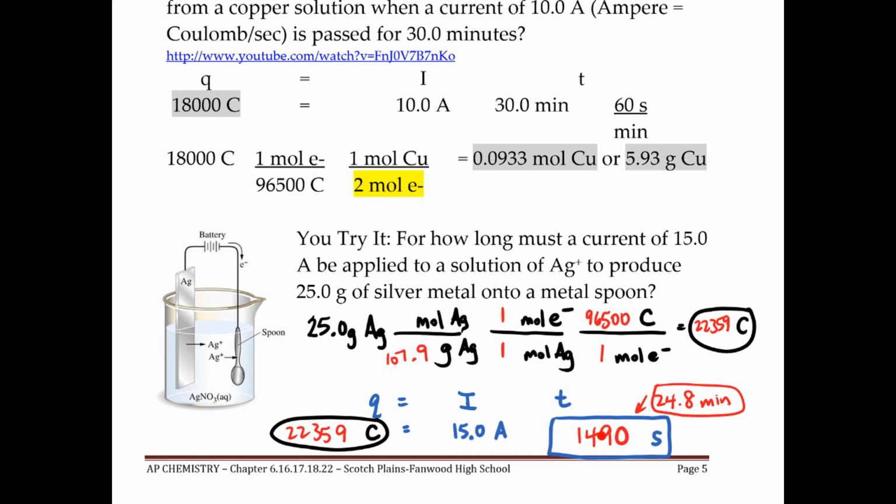That gives you 1490 seconds, which is roughly 24.8 minutes, almost 25 minutes, to get this spoon to be coated with 25 grams of silver from a silver solution. And of course, this was a silver strip.